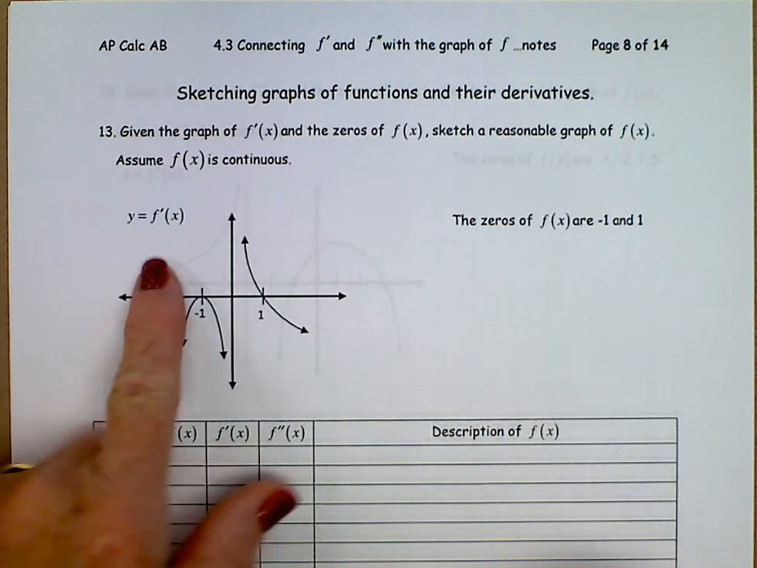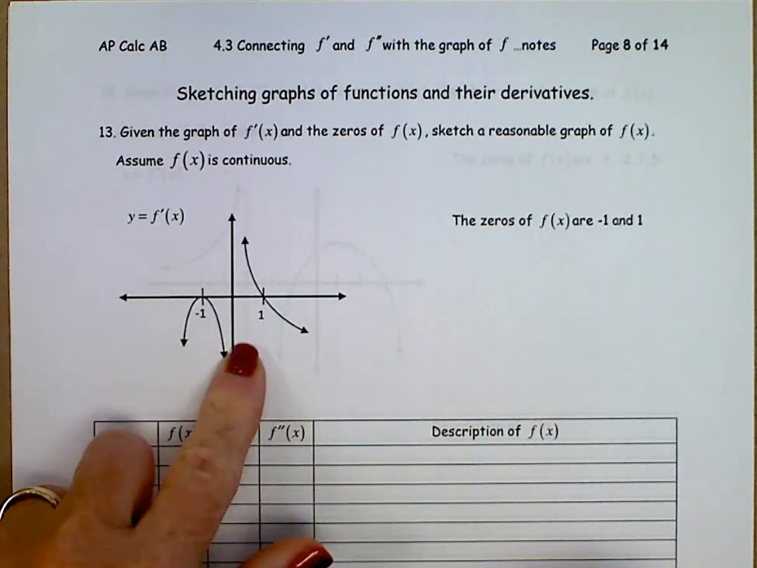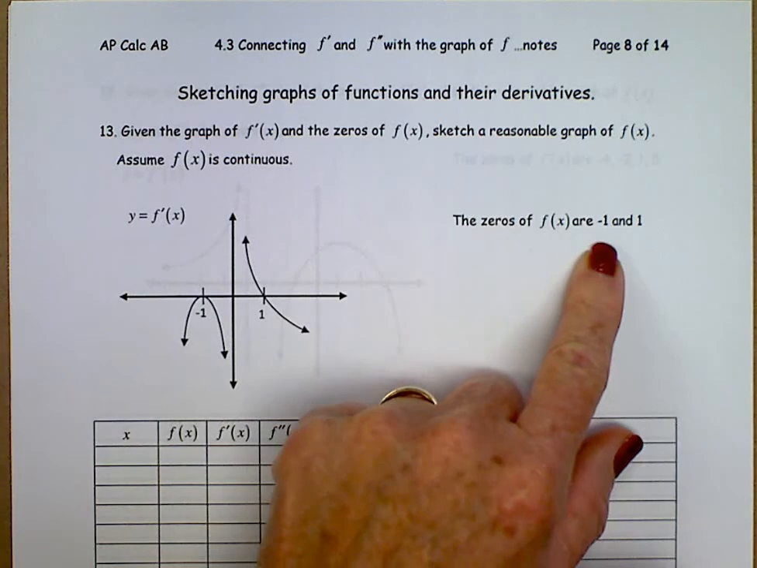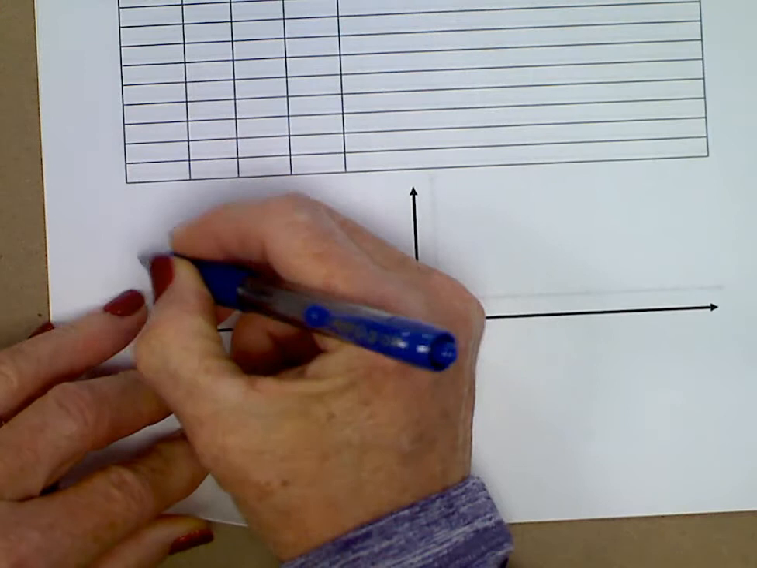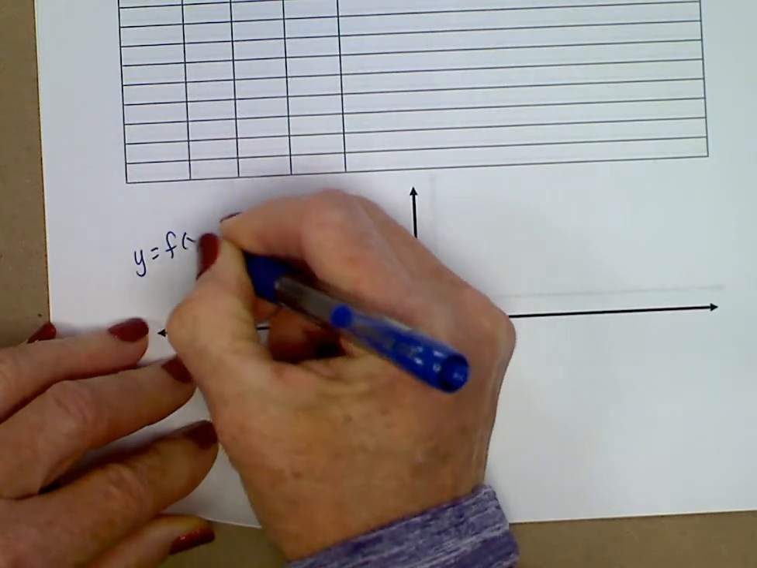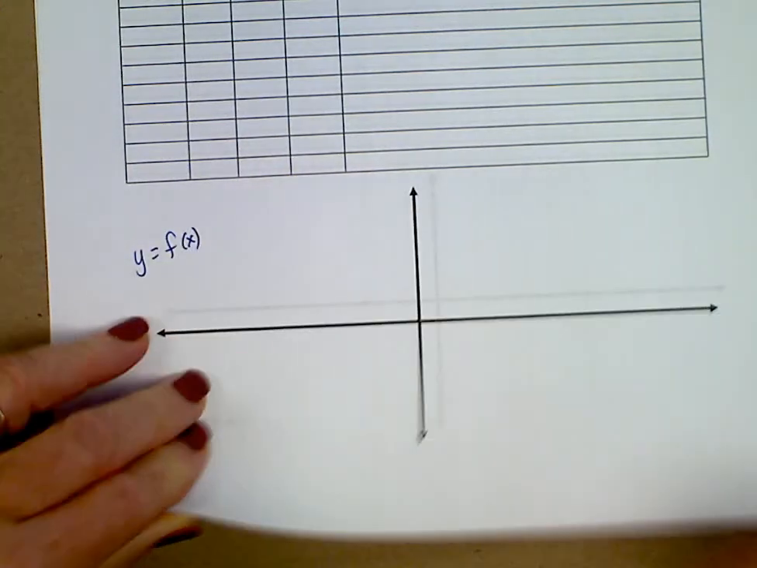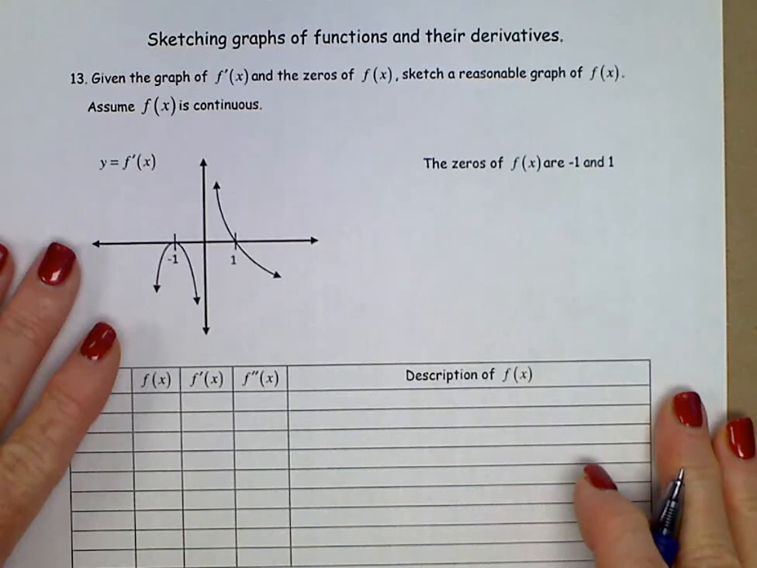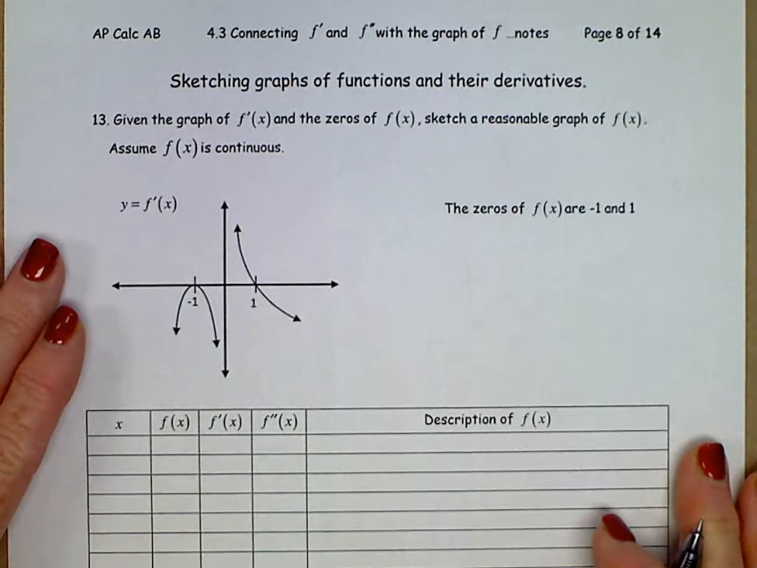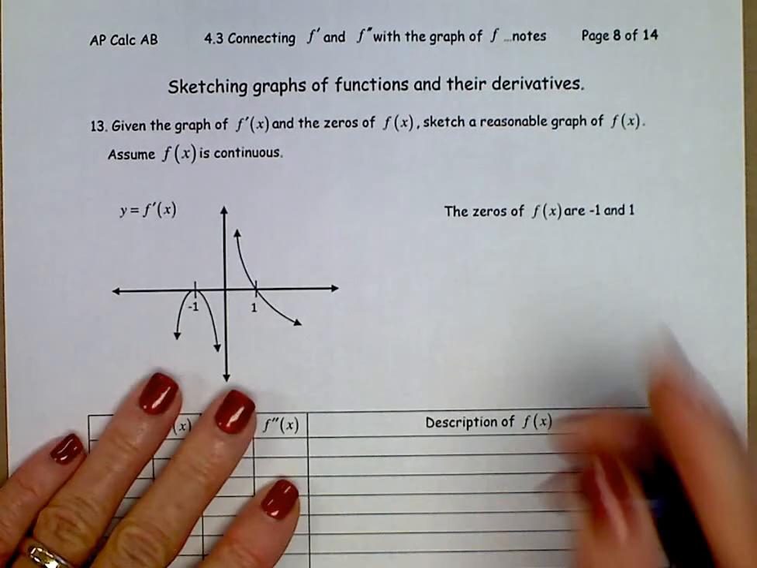So again, this is the graph of the derivative, and I'm telling you the zeros of f of x. And down here, way in the bottom, we are going to sketch a graph of y equals f of x. That's what we're looking for. All right, let's start. The first thing that we want to do here is to find the critical numbers of f of x.